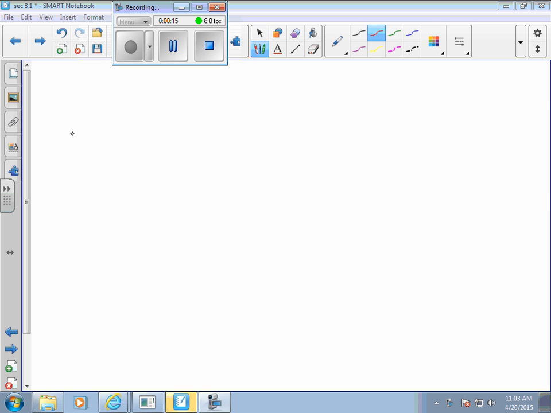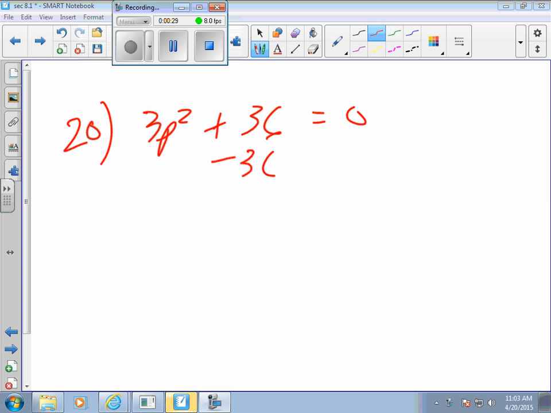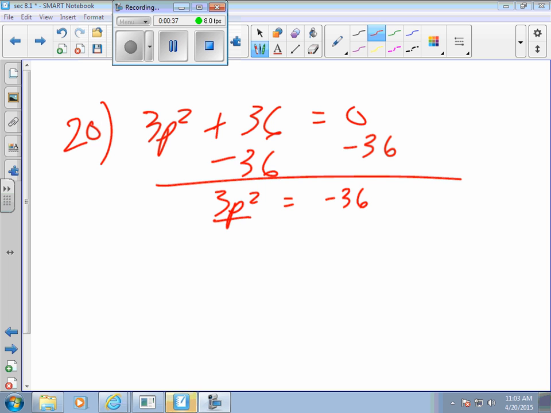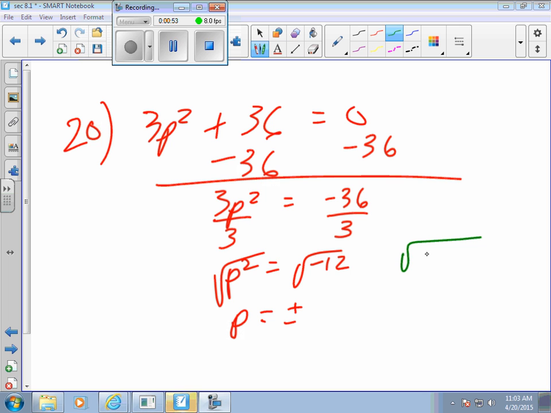We have 3p squared plus 36 equals 0. Well, if we're going to solve for p, we have to get all the rest of it to the other side, so I'm going to subtract 36 from both sides, and I get 3p squared equals negative 36. Divide by 3. I get p squared equals negative 12. Square root, square root. When we square root in an equation, we need to do the plus or minus thing. And let's break up negative 12 into the parts.